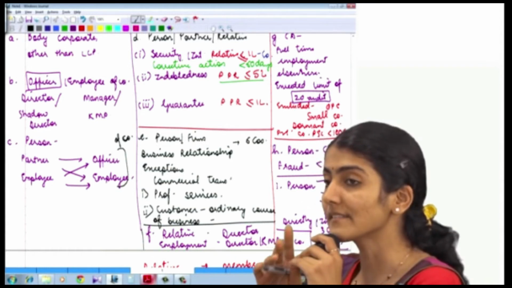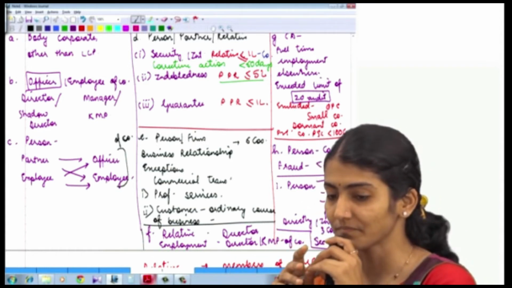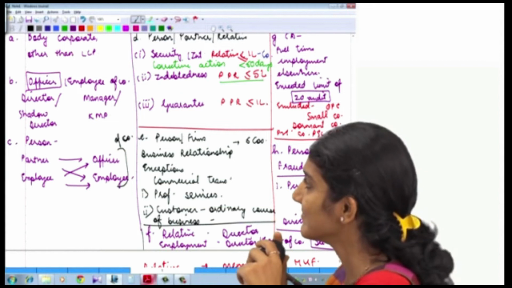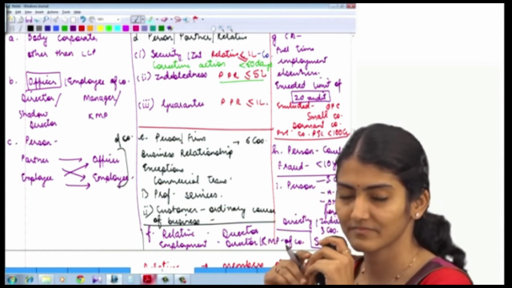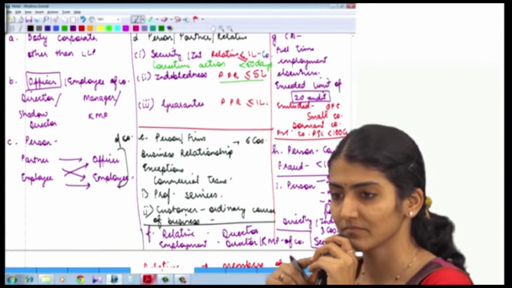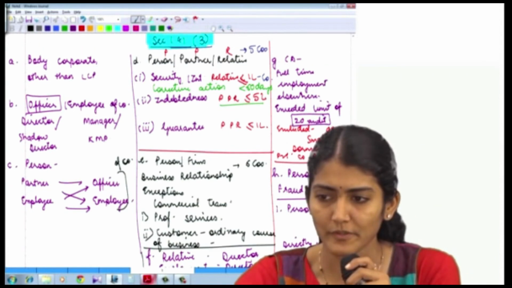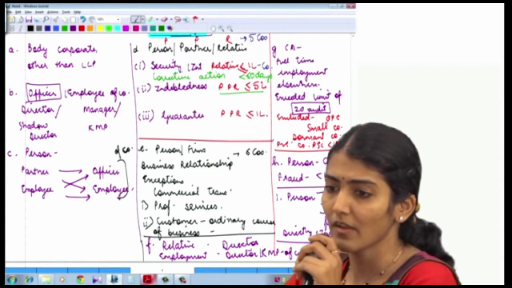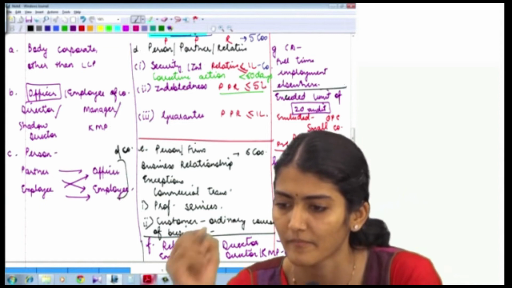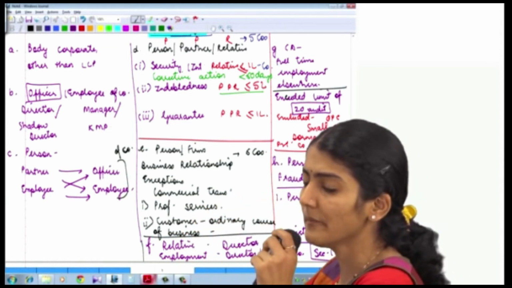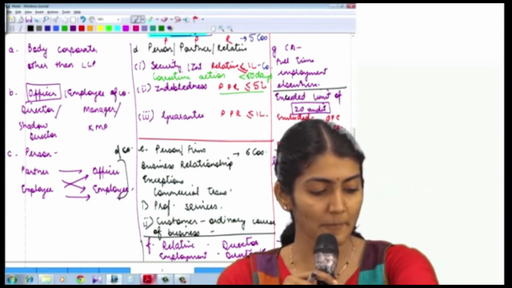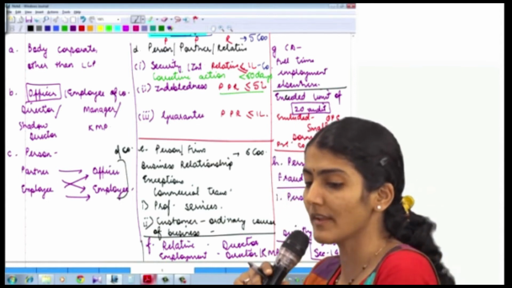Five companies, 6 companies and 3 companies. CA in full-time employment elsewhere, that is the person, or exceeded the ceiling limit of 20. And while counting 20, which are the audits to be excluded? OPC, one-person company, small company, dormant company, and private companies having paid up share capital of less than 100 crore.